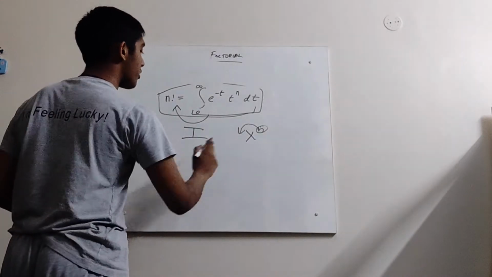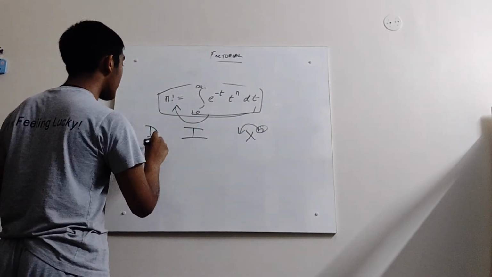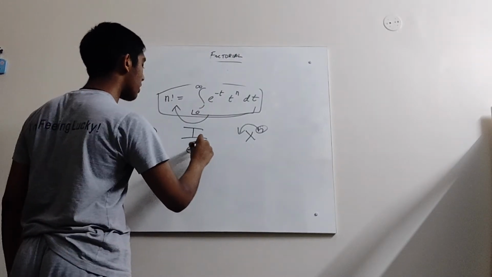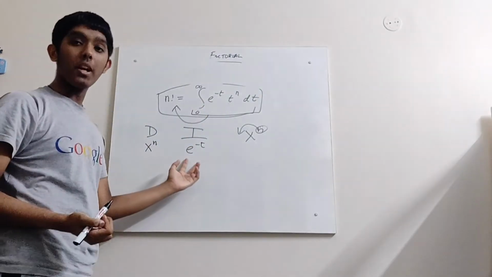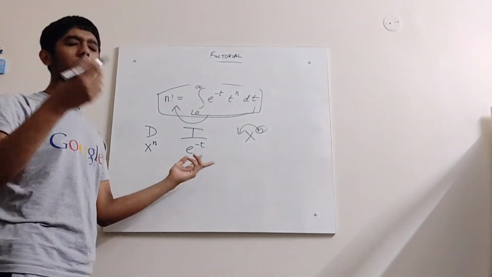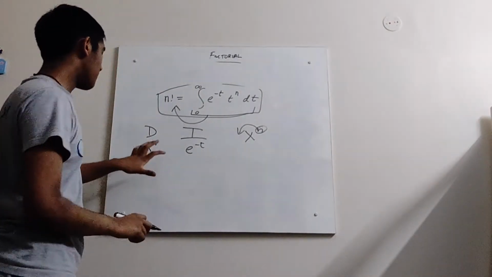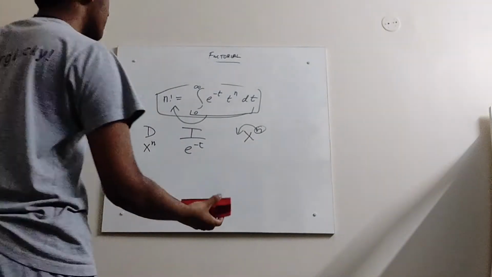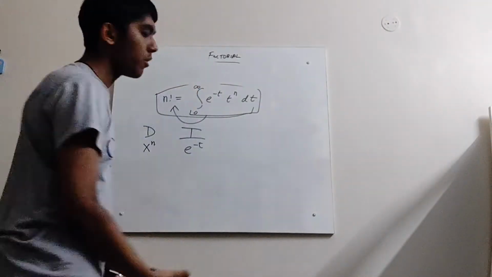So we need to keep differentiating this, x to the power n. And if you take e to the power minus t, that's pretty nice because the derivative of e to the power minus t is minus e to the power minus t, and so it goes on. So this is what we want. I'll show you a smaller example to see what we're aiming at and what we want to prove.